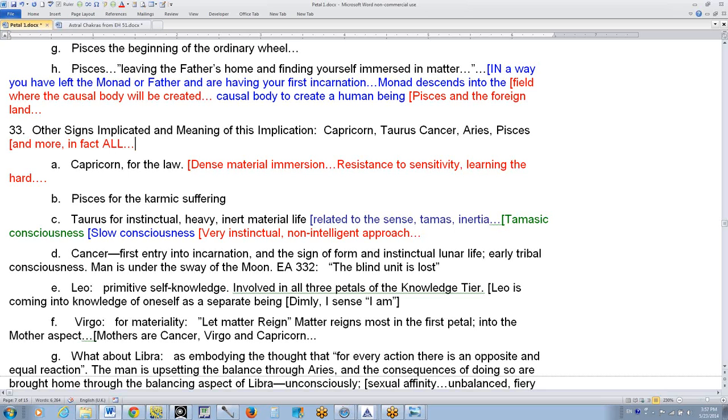Capricorn for the law and for dense material immersion, for resistance to sensitivity and just learning the hard way, for hardness and impenetrability.